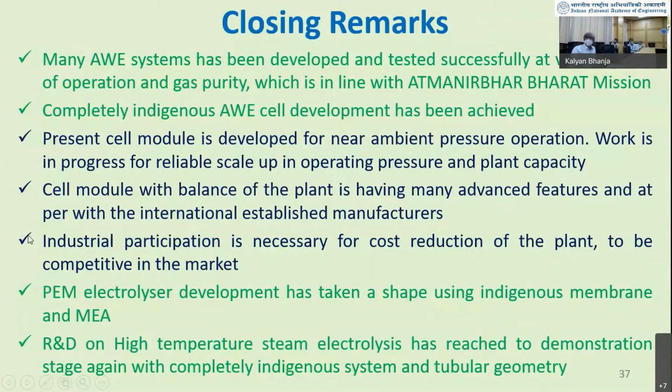And industrial participation is required for cost reduction. Right now, I think this cost is a little bit on the higher side. So if you want to reduce the cost, some industrial participation is required so that there is an industrial production line. Otherwise, if only one or two individual modules are produced, their cost goes high. And another, for PEM, R&D on high temperature steam electrolysis is already being talked about.